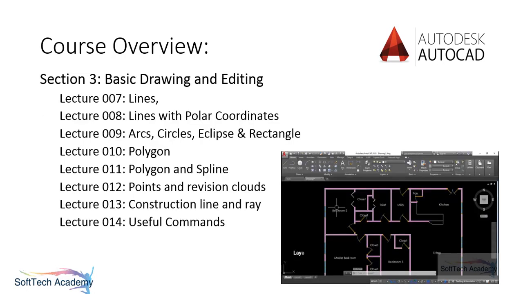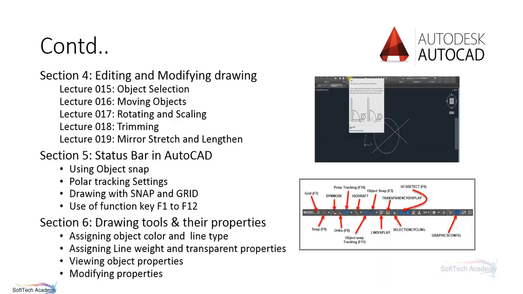Section 3 is basic drawing with the AutoCAD design tool and editing the designs. You will have lines, polar coordinate systems, arcs, circles, ellipse, rectangle, polygon, and different useful commands in this section. Section 4 is mainly focused on editing and modifying drawings. We will edit the drawings, select the objects, move the objects, rotate, trim, mirror, and lengthen the object sizes. And section 5 is the status bar in AutoCAD.